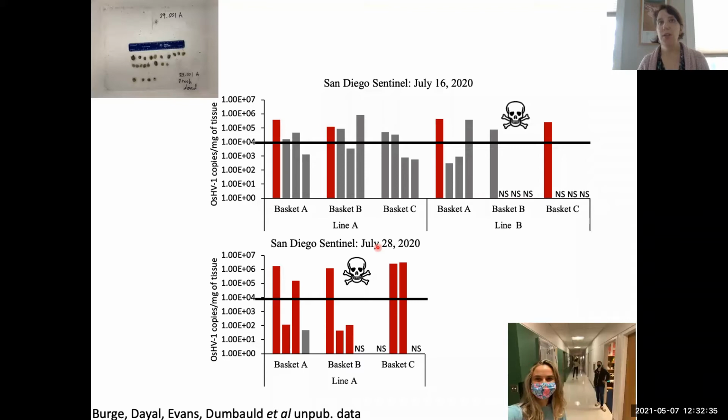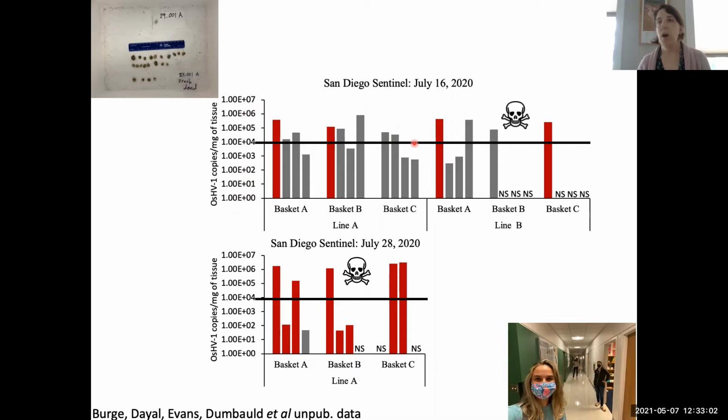And just to give you a sense from this sentinel study, and this was conducted in summer of 2020, this is one of the first things we were allowed to do in the lab. Just quickly to walk you through this, this is two different lines of animals. Again, this is OsHV-1 copies per milligram of tissue. This line depicts a threshold for what's expected for mass mortalities in France.